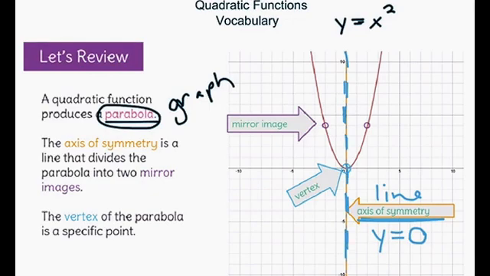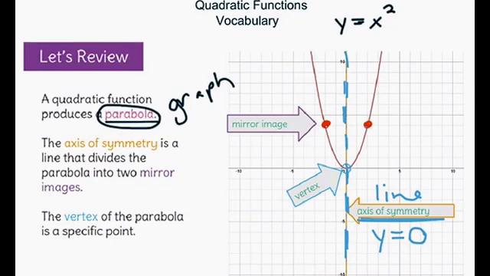Okay, now that axis of symmetry makes a mirror image. So this point right here has a mirror image on the other side of the axis of symmetry. So if you know the axis of symmetry and a point on one side of the parabola, you can go find the mirror point on the other side of the axis of symmetry.